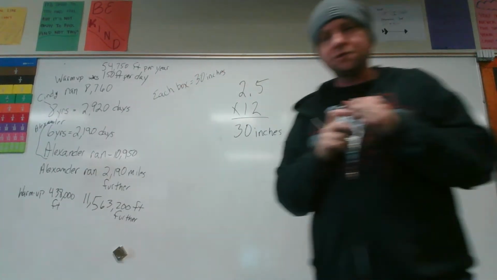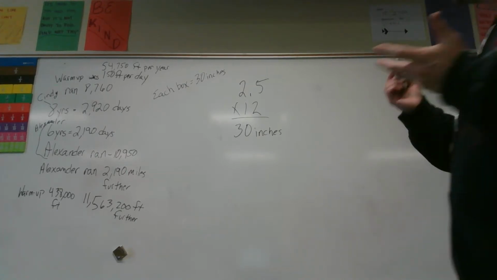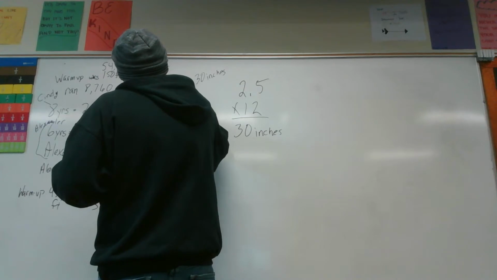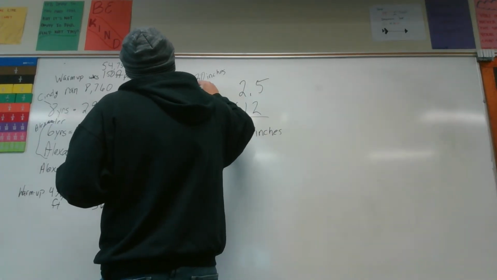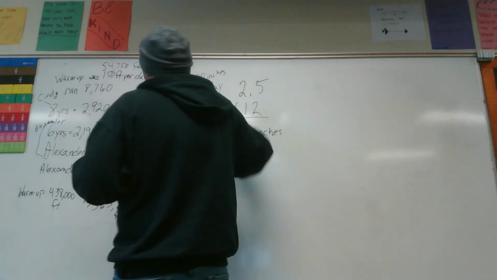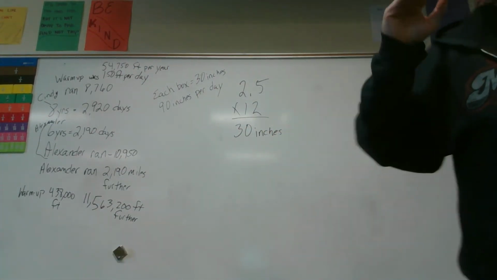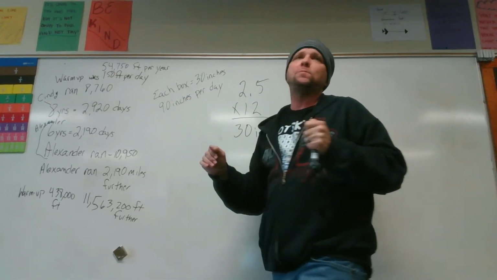Each box equals 30 inches. And if he jumped over 3 boxes, how many inches in total did he jump each day? So that's 90 inches. The questions aren't numbered. I'm reading if you listen. All right, so now we know he jumped 90 inches per day jumping over those boxes.